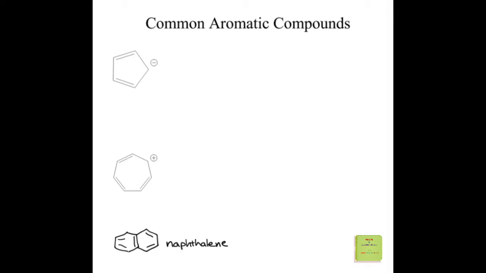An aromatic compound can be a charged species. Let's take a look at this one. We have a carbon with a negative charge. Now, what does it mean to have a carbon with a negative charge? Let's complete this Lewis structure so that we have a good understanding.